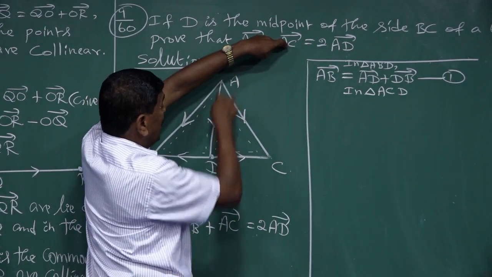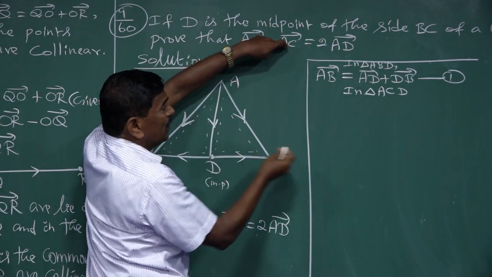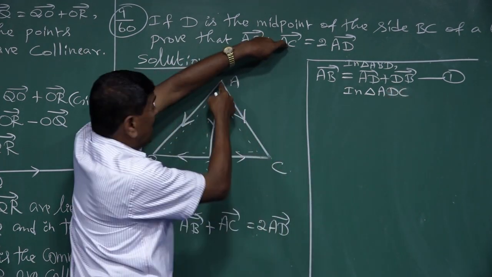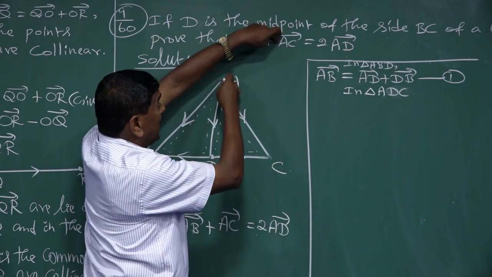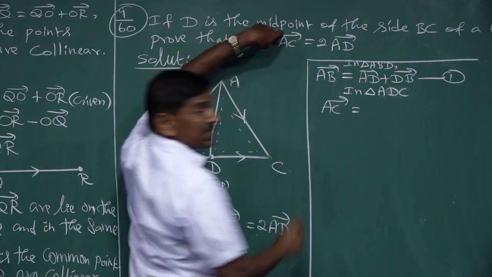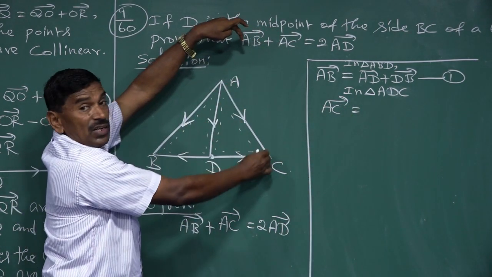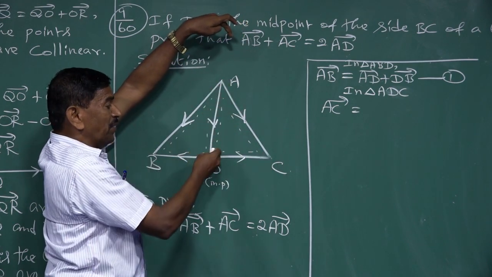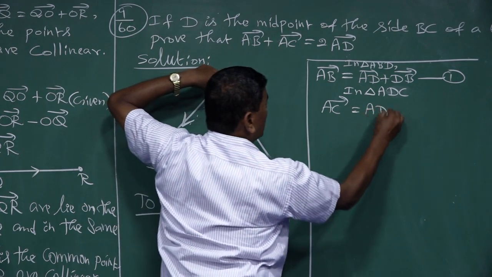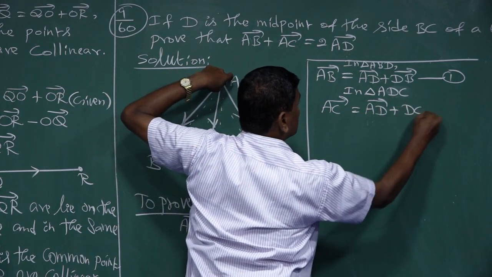In triangle ACD or ADC. So let us consider ADC. In triangle ADC, AC vector is equal to. Okay, now yourself. AC vector equal to, yes, AD vector plus DC vector.